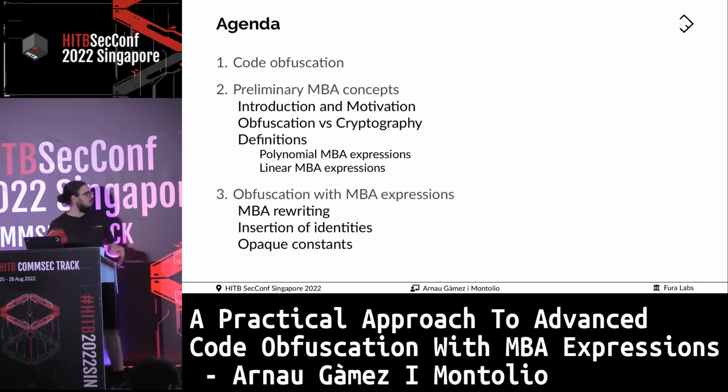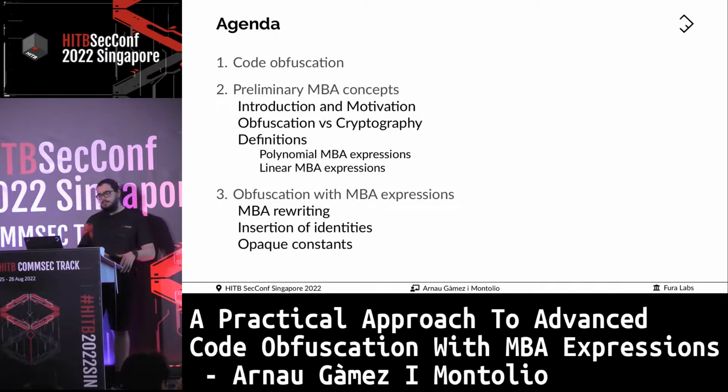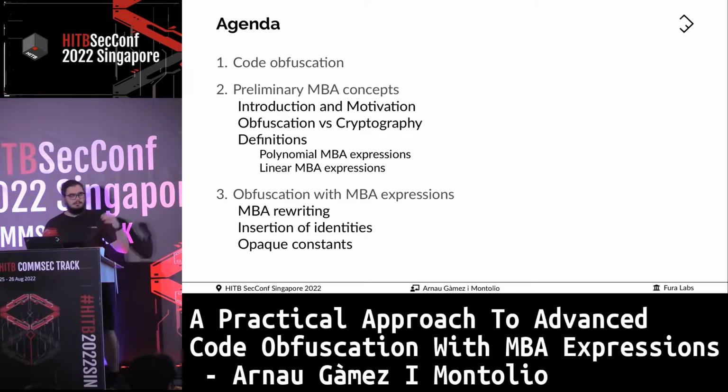We'll see some introduction, motivation, and discuss a little bit the differences between the use of this kind of expression in obfuscation and also in cryptography, which might as well use combined operators from arithmetic and Boolean fields. Then we give some definitions for the kind of objects that we will be dealing with today, essentially polynomial MBA expressions and also a subset of them called linear MBA expressions.